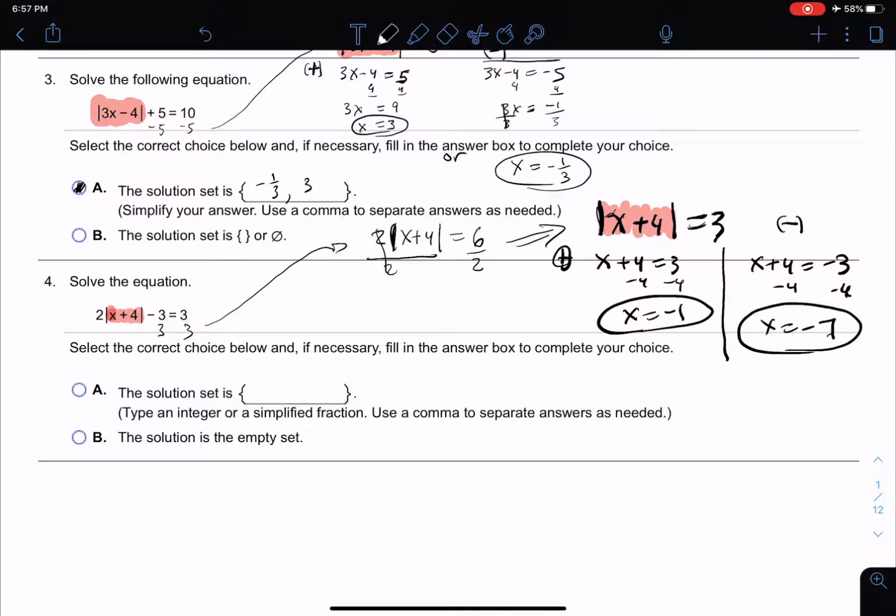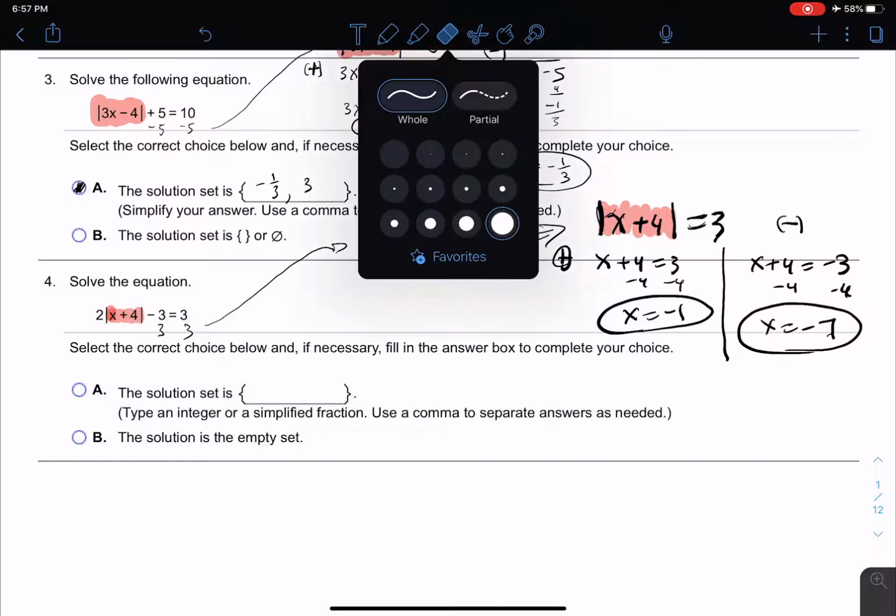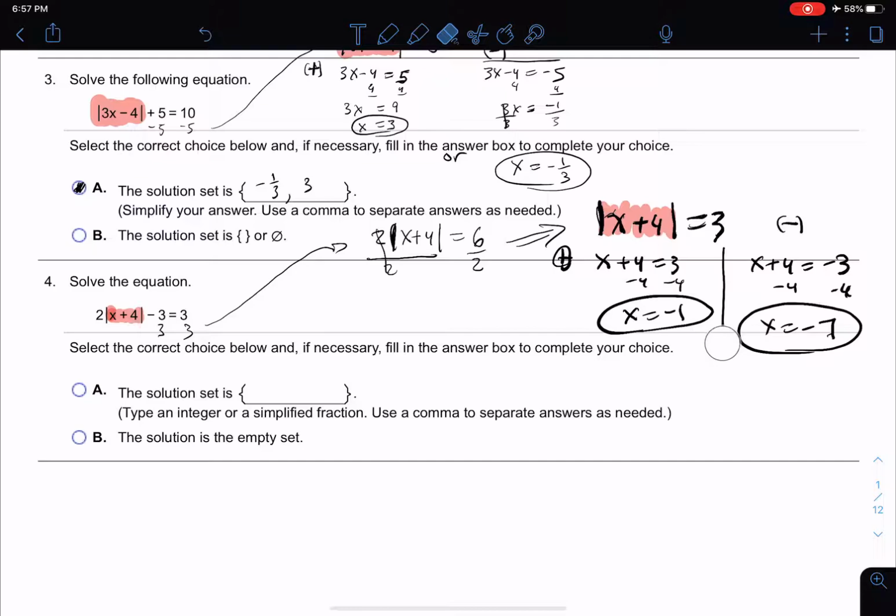Once again, what goes in between? What goes in between is this word or. So I do this without erasing too much. Okay, write down the solution set. Well, the solution is -7 or -1.